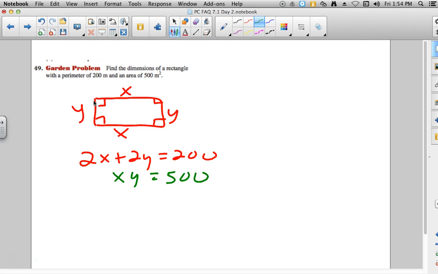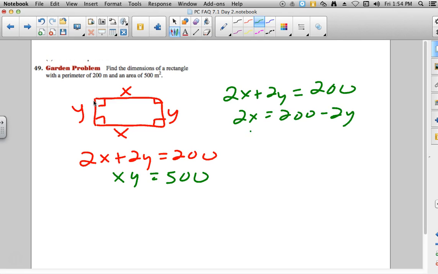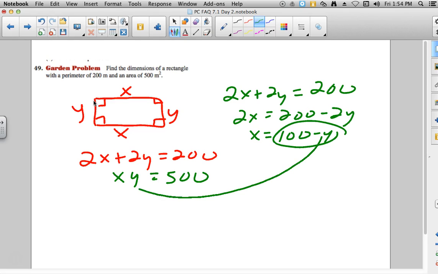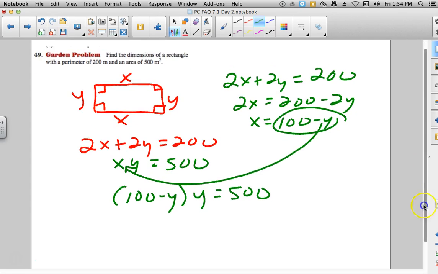And for number 49, let's see, which way did I go here? It makes absolutely no difference. I guess I got x alone. So 2x plus 2y equals 200. And we would subtract the 2y on both sides. So x equals 100 minus y. Now, we want to take this and put it right here. So this will become 100 minus y times y equals 500.